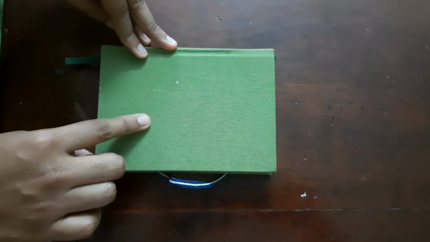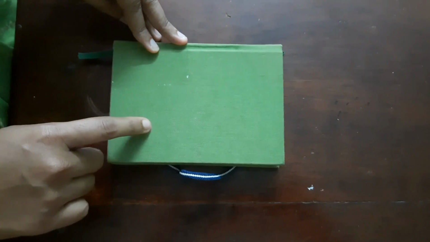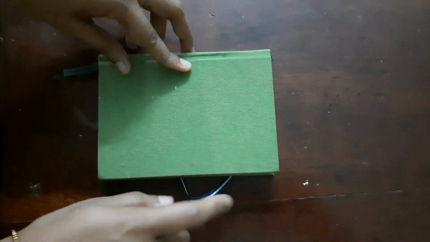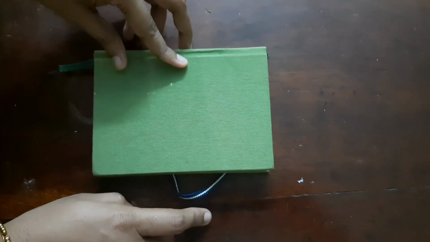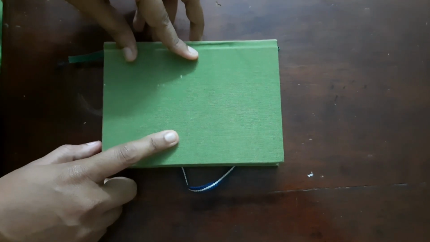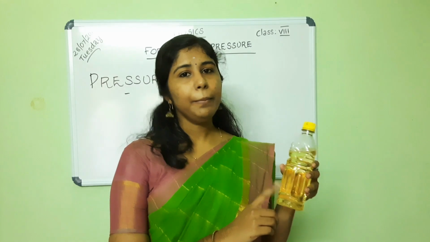All solids exert pressure. If you keep a book like this on a table, due to the weight of this book, a pressure is exerted on this table. Like this, all the solids exert some pressure due to their weight. Not only solids, liquids also exert pressure.